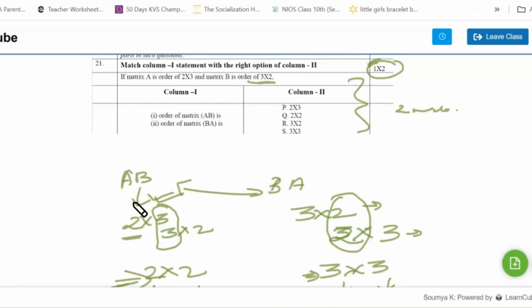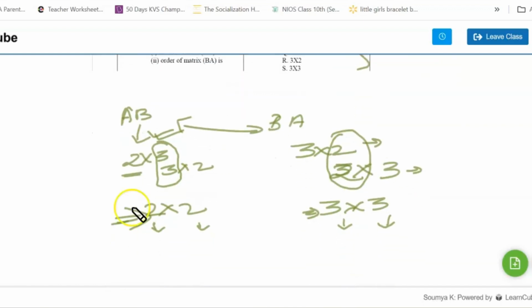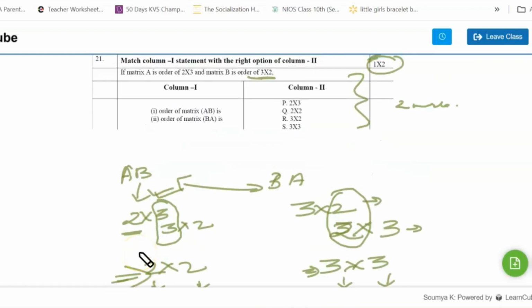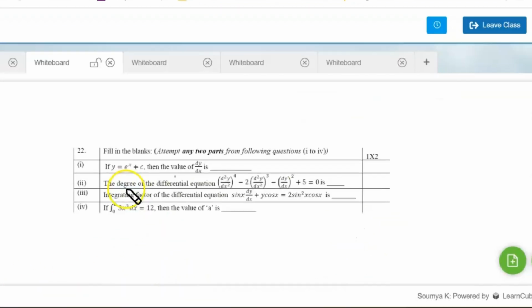Okay, so let's find out the answer. The order of AB matrix is 2 by 2, so Q is the answer, and the order of BA is 3 by 3, so S is the answer for this one. Hope you understood how to do this question. It's a basic simple question. Let's move on to the next question.